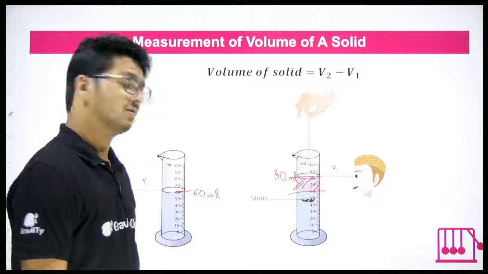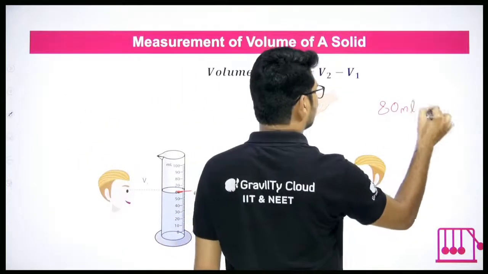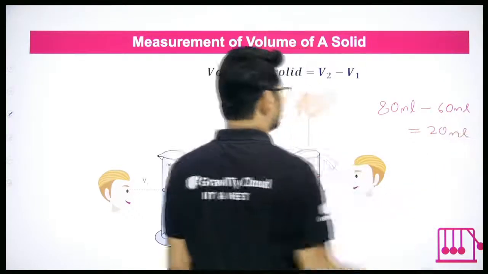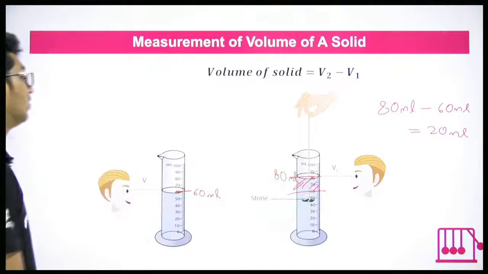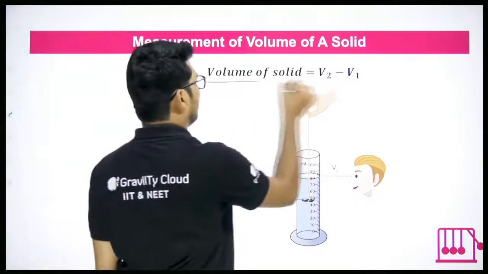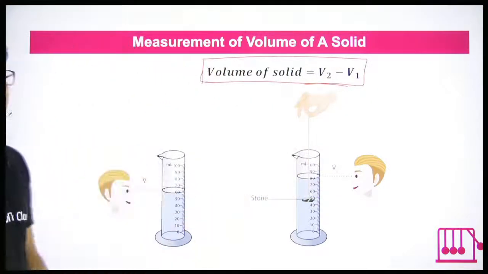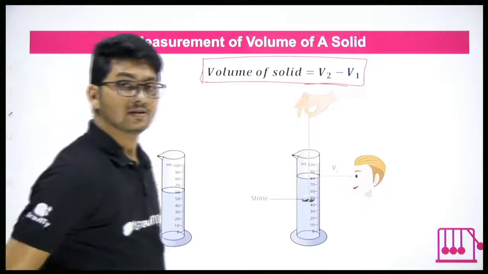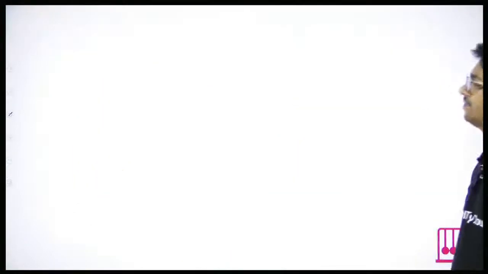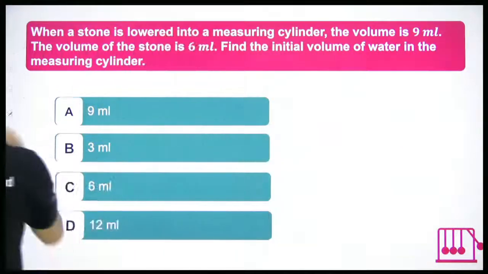How much extra space? This much extra space. But how do I get that? Very simple. From 80 ml, if I subtract 60 ml, whatever I get will be the volume of stone. The extra space occupied will be the volume of stone. For the volume of solid, in this case, you have a simple formula. Just subtract the readings in both the cases. Okay. A simple question for us. Just look at this and we'll end the class.